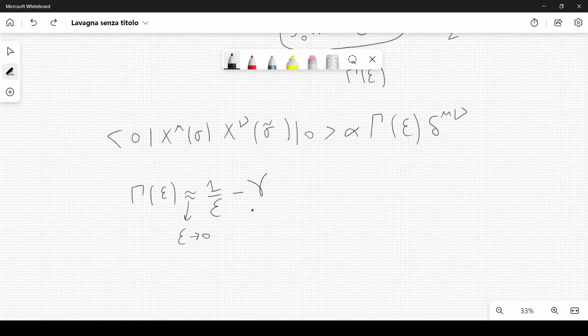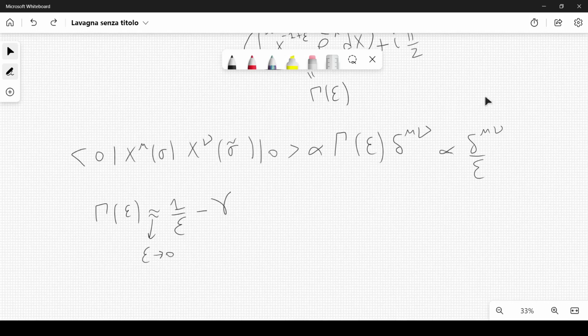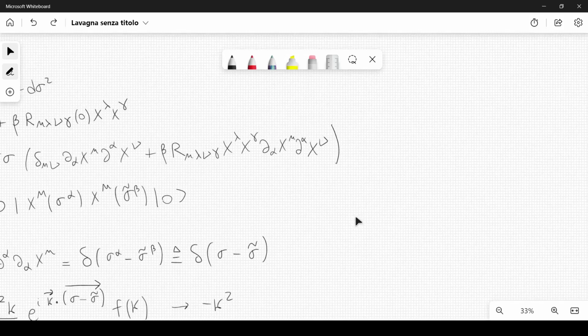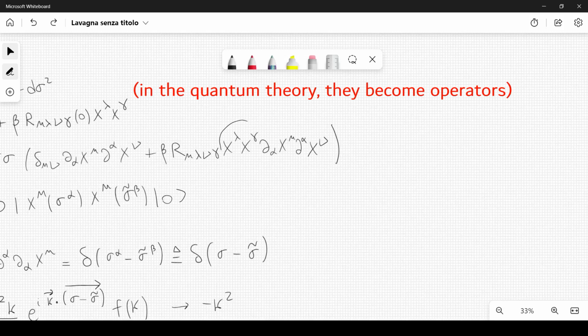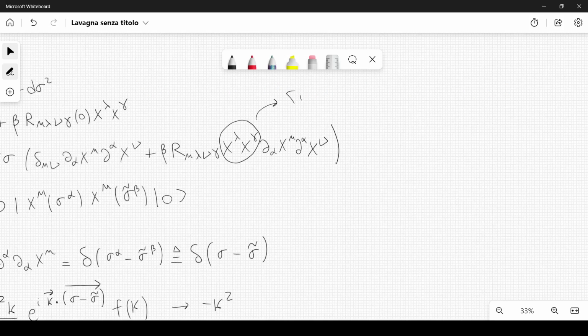Now, therefore, as epsilon goes to 0, we get a divergent term, which is proportional to delta mu nu over epsilon. And I'm just considering the divergence. Because we are interested in the divergence, we realize that when we take the vacuum expectation of these variables, the x variables, so x lambda and x gamma here, we will get a divergent term which is proportional to 1 over epsilon, so delta lambda gamma over epsilon.